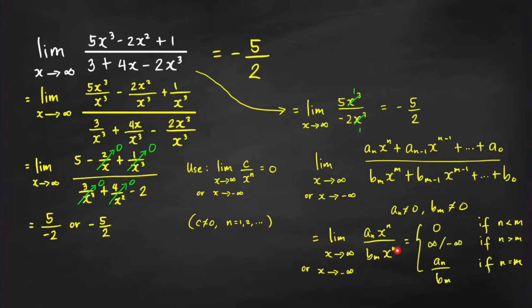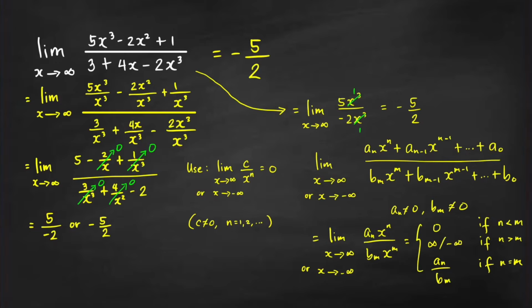Now, what if the degree of the numerator n is larger than the degree of the denominator m? In this case, when we cancel the common factors of x, we'll be left with some factors of x in the numerator. So therefore, the value of the numerator will either increase without bound, that is, go to infinity, or decrease without bound. And the limit of the denominator is just a constant. So the limit of this quotient will be either positive infinity or negative infinity.